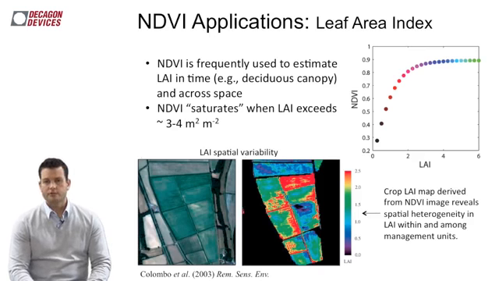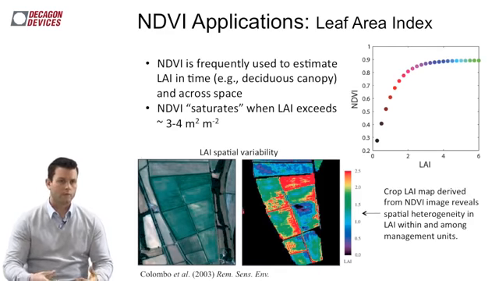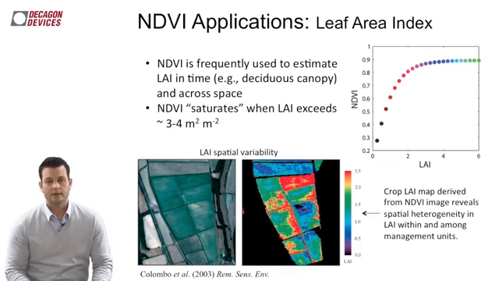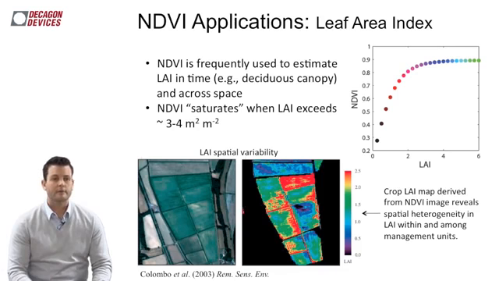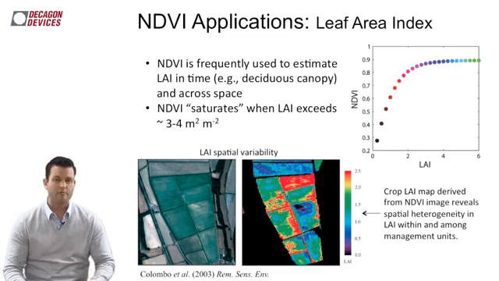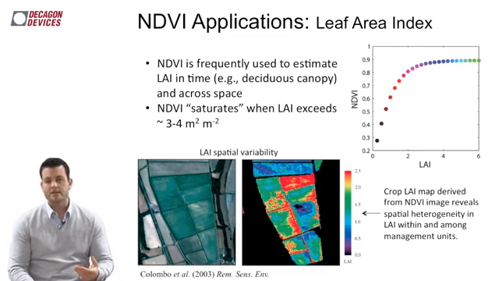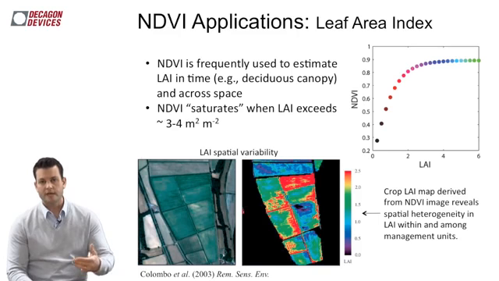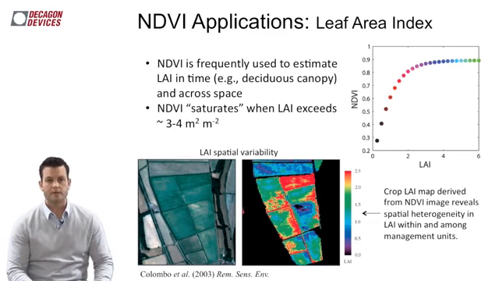NDVI can also be used to infer or estimate spatial variability in leaf area index. So at the bottom left, I have a figure that's showing how somebody is using imagery. They're calculating NDVI using that imagery because they have near-infrared and red wave bands, and they're using that to map crop LAI. And what that map then shows is the spatial heterogeneity in LAI, both among and within each of the management units.